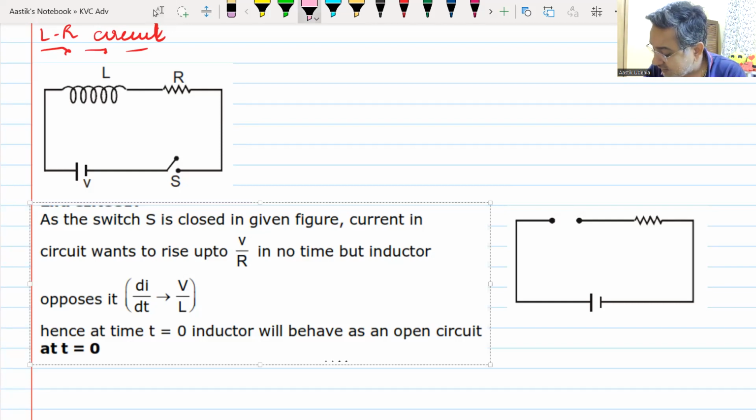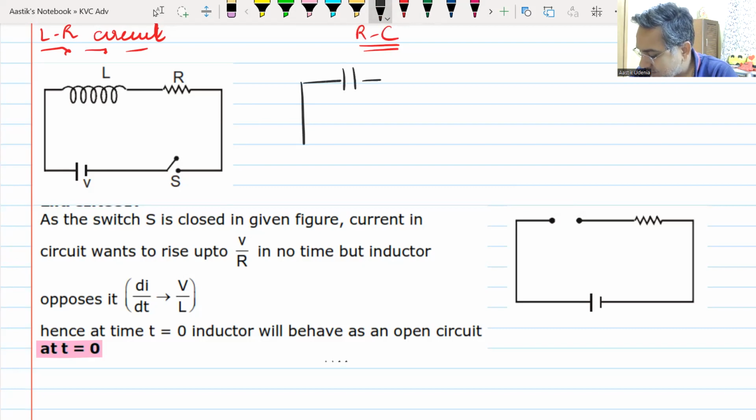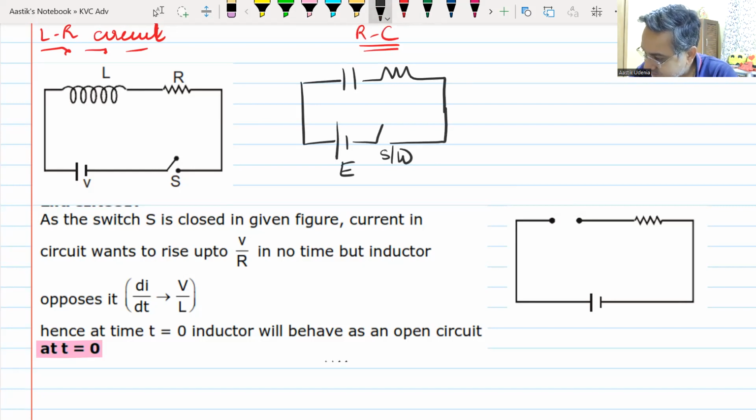Now, when the switch is closed at time t equal to 0, remember, when the switch is just closed at time t equal to 0, do you remember how the capacitor was behaving? If I have an RC circuit, at time t equal to 0, how does this circuit behave? Obviously, we don't remember it. How does the capacitor behave?